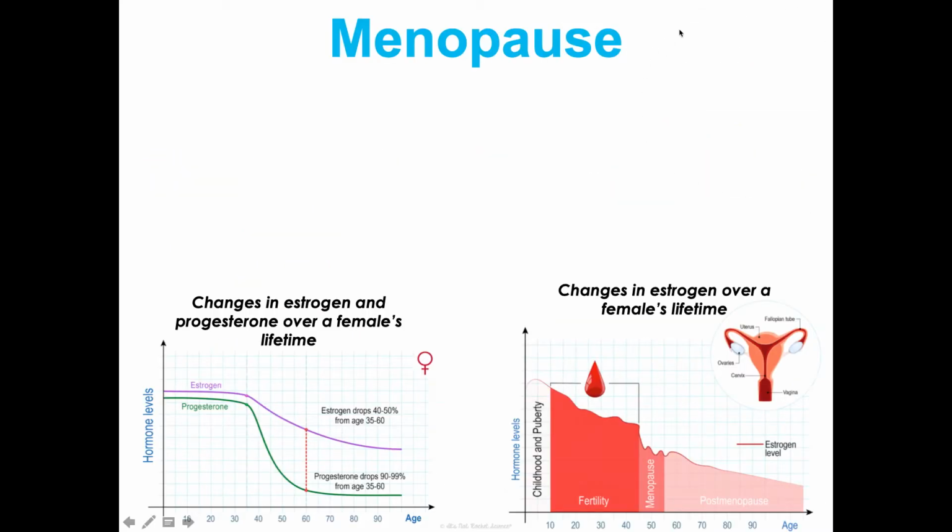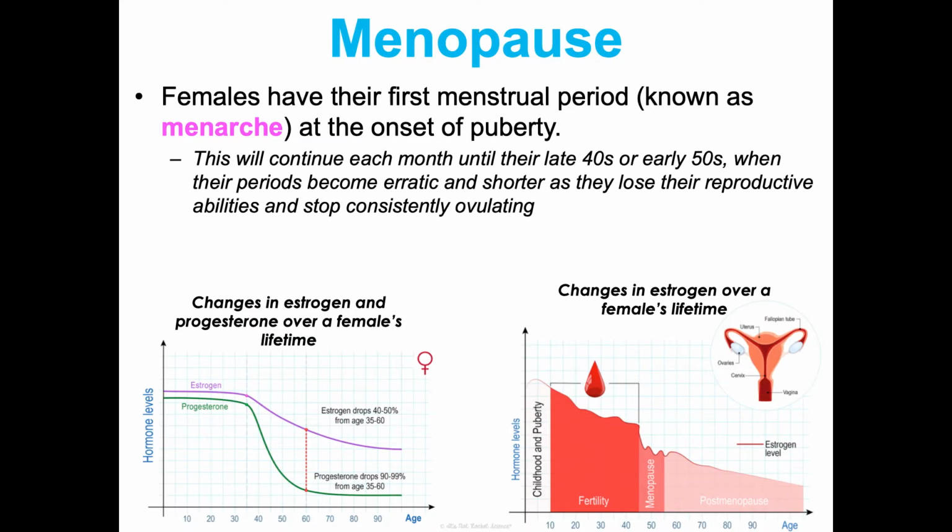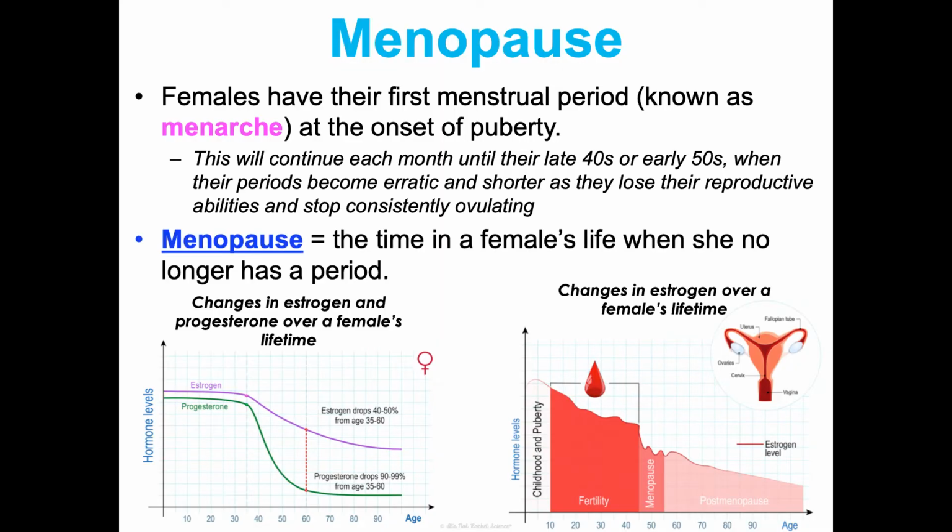Okay, last thing is menopause. So females have their first menstrual period, which we said is menarche, at the onset of puberty. And this continues, about once a month, until their late 40s or early 50s. And then their periods start to become more erratic. They become shorter. They're not consistently ovulating. And essentially, they're just losing their reproductive abilities. So menopause is the period in a female's life when she's no longer having a menstrual period. And to declare menopause, you basically have to have a year without a period pass before menopause is considered to have been reached.